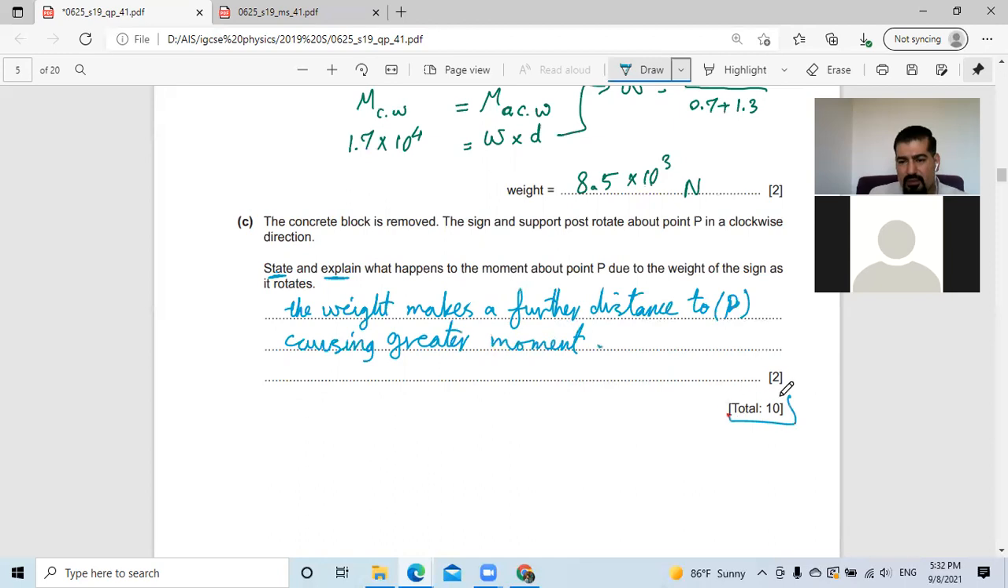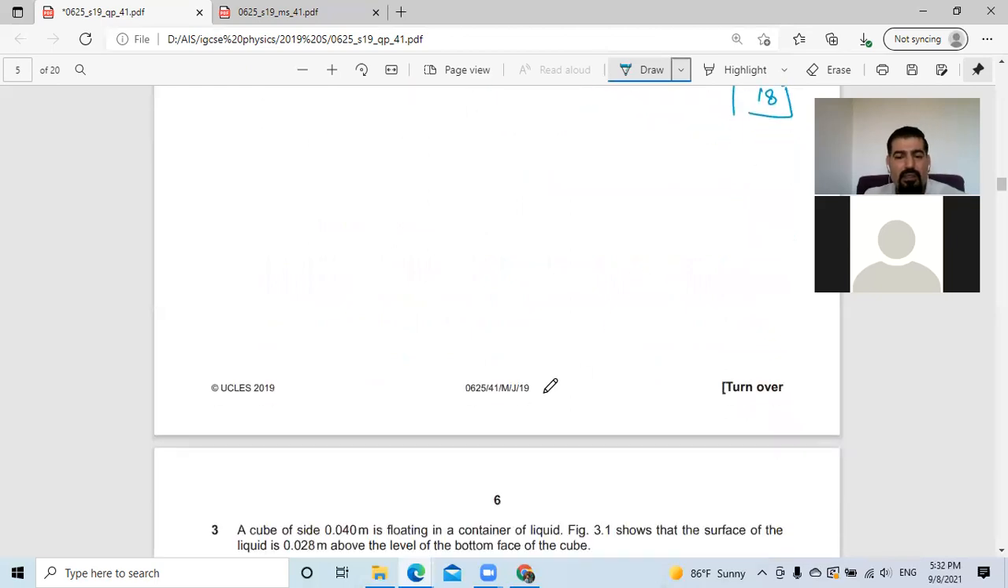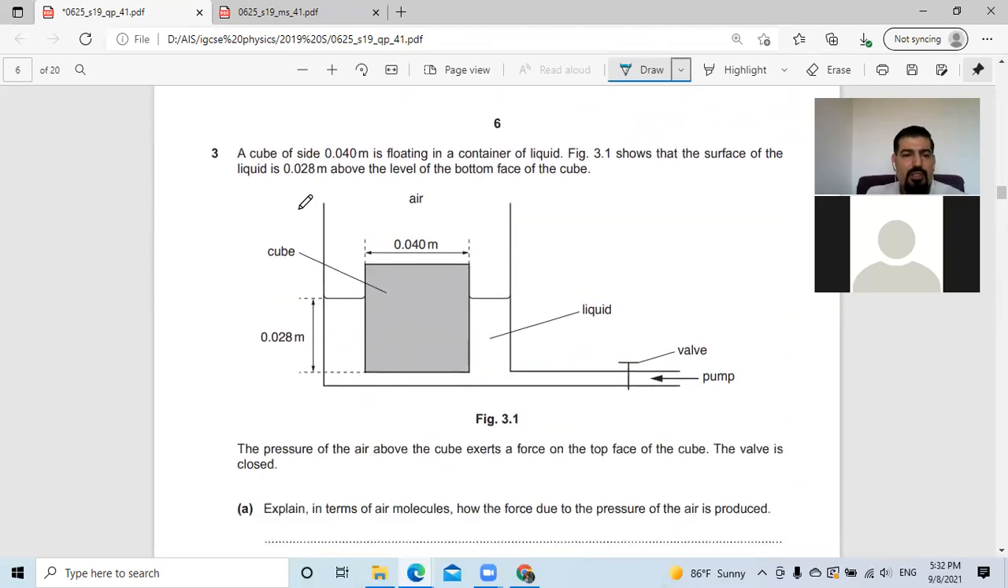Okay, this is 10 marks plus 8, 18 marks. Why do I count the marks? I want to show you how many marks we are going to answer so far, only from what we studied in 9th grade. Okay, next question, number 3.